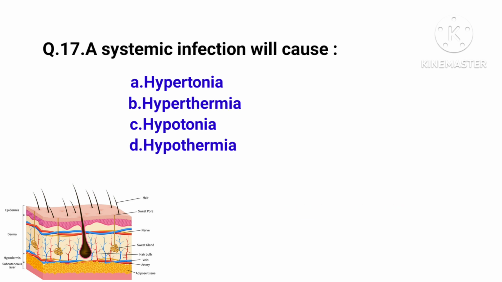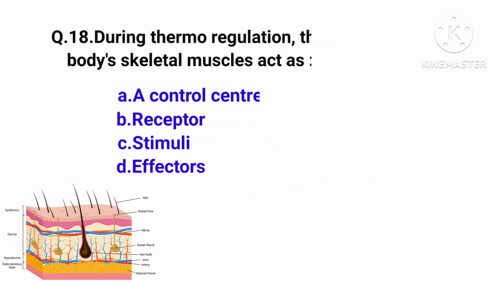Question number 17. A systemic infection will cause hypertonia, hyperthermia, hypotonia, or hypothermia. A systemic infection will cause hyperthermia. During thermoregulation, the body skeletal muscles act as a control center, receptor, stimuli, or effectors. During thermoregulation, the body skeletal muscles act as effectors.